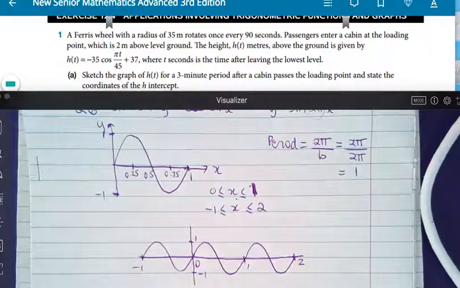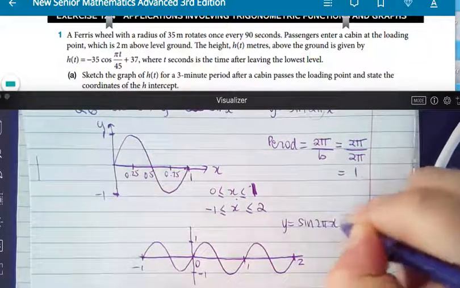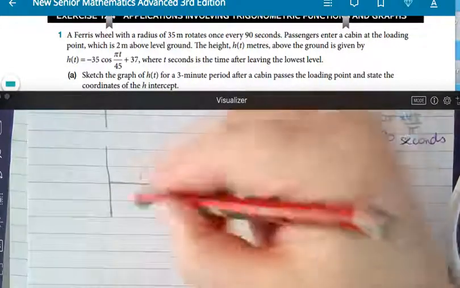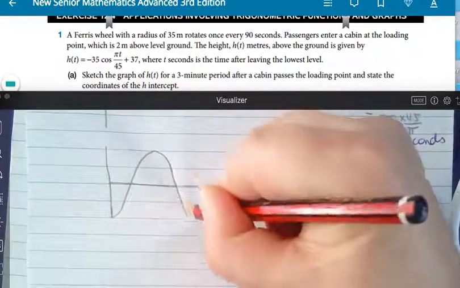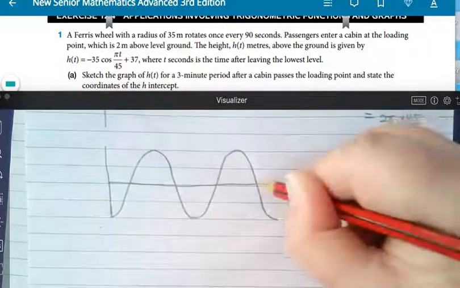Okay? So this is y equals sine of 2 pi x. Okay, so now we're going to build on that. We need 3 minutes, so I'm just going to go like this, 90 seconds, another 90 seconds.